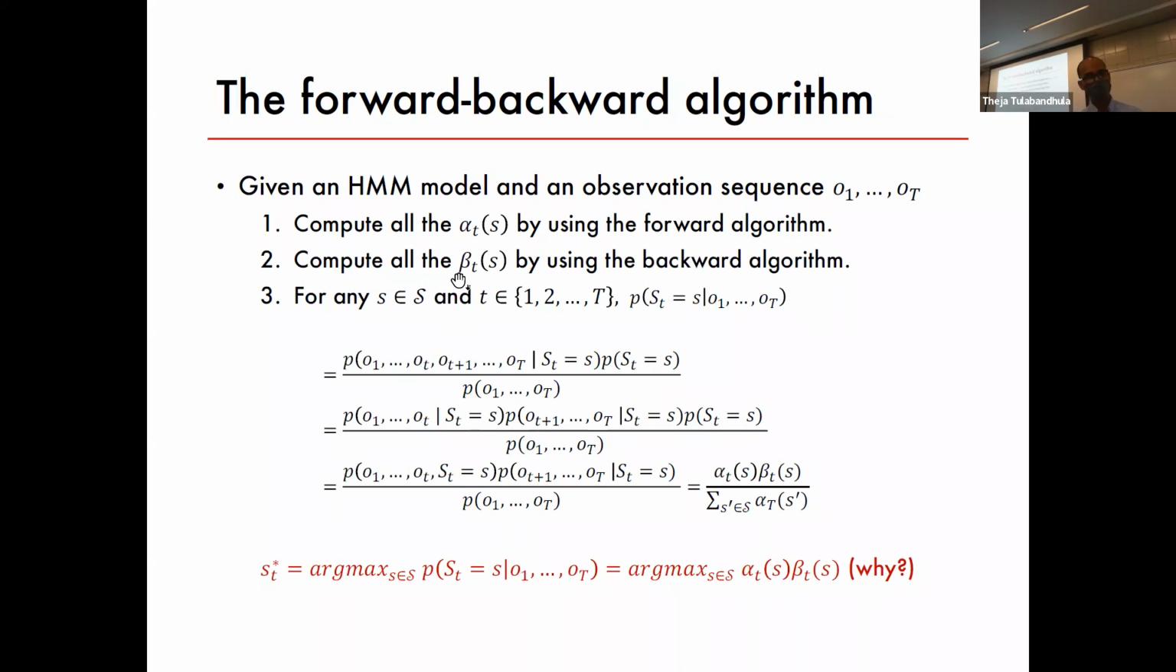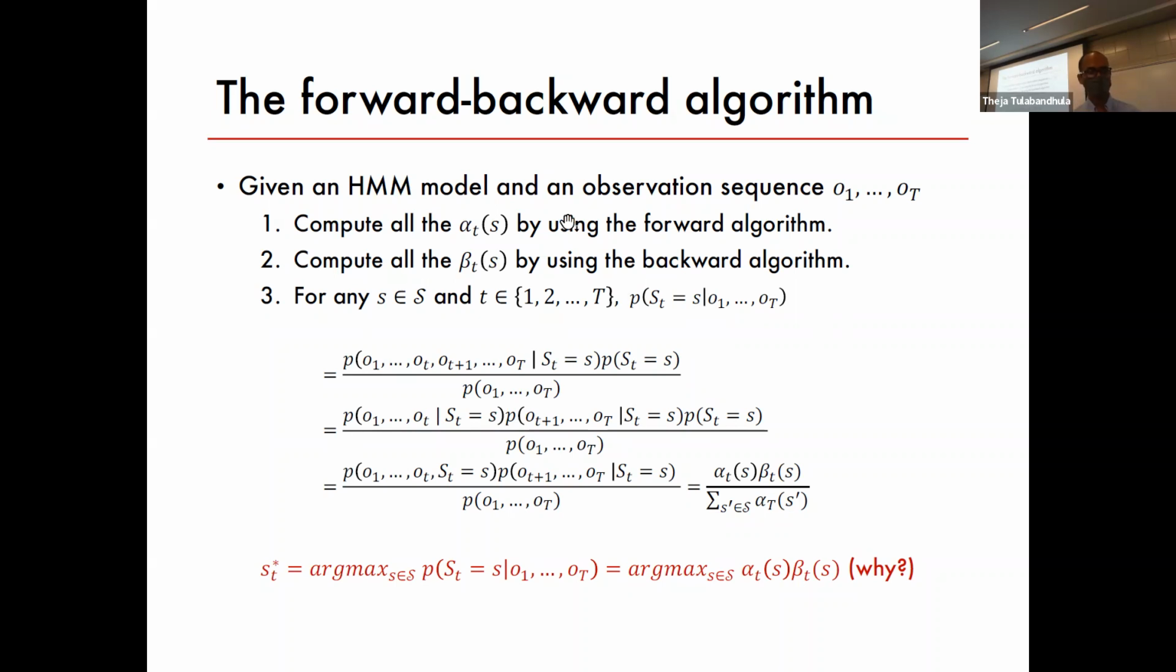So how do you compute the likelihood of a hidden state given the observations so far? What is the probability of not just the final hidden state, but any hidden state? The probability of s_t equal to s given all the observations I've seen so far, O1 to OT. Then what you do is you compute alpha t's and beta t's according to the recursive equation, so that it's efficient.